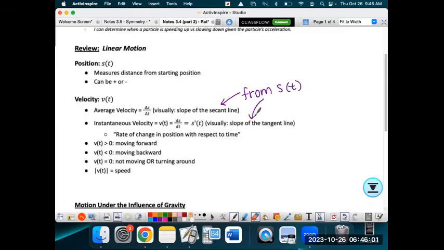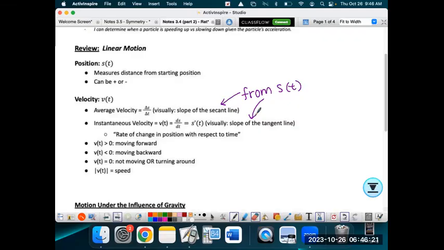Instantaneous velocity, that is wanting to know the velocity at a single point of time. So visually, if I'm just looking at a single point of time slope, that would be the slope of the tangent line. And the slope of the tangent line is the derivative. So the derivative of S of t would be how we find the instantaneous velocity.